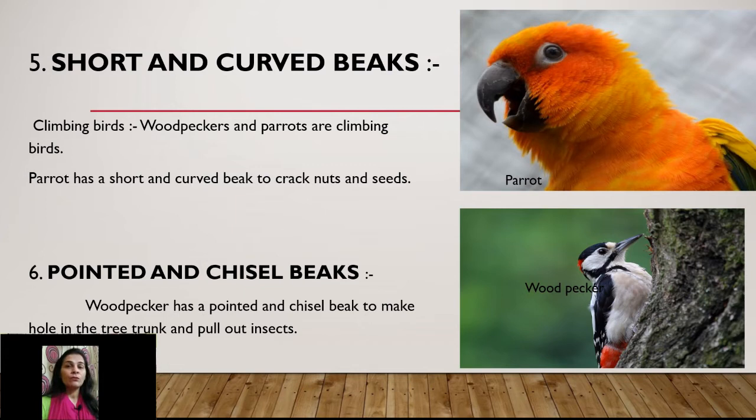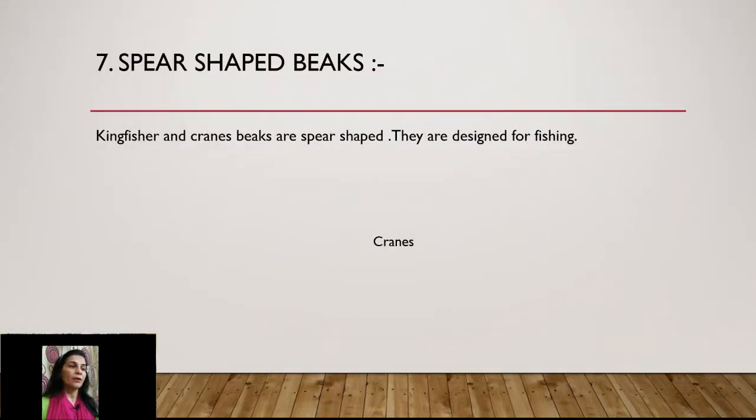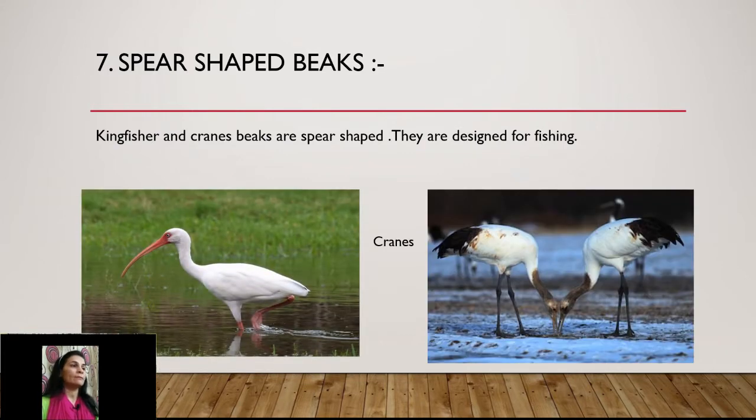Pointed and chisel beak. Woodpecker has a pointed and chisel beak to make a hole in the tree trunk and pull out insects. Woodpecker digs the tree trunk to find the insects. Okay, they eat the insects, so they dig the tree trunk. Okay, and woodpecker is having a pointed and chisel beak.